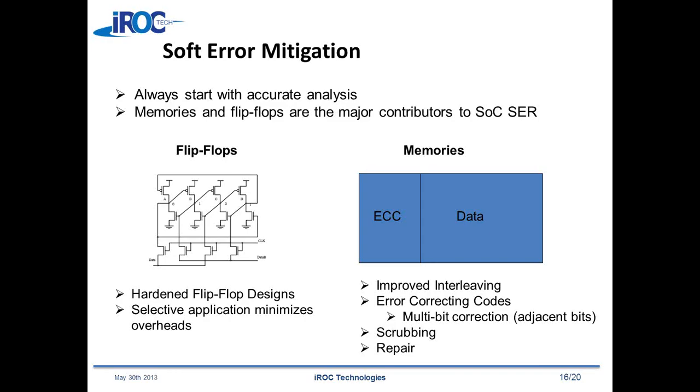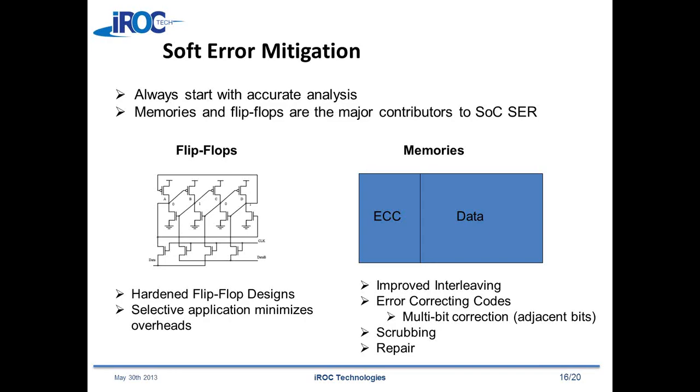Now, the two most significant contributors to soft error rates in most chips are the memories and the flip-flops. Using ECC is standard practice, but as we talked about earlier, multi-bit upsets are a concern. One thing that can be done is selecting memories that have increased interleaving so that the bits that are physically adjacent aren't in the same logical word. But there are some limitations to that. You can't always increase the interleaving, especially on small memories.